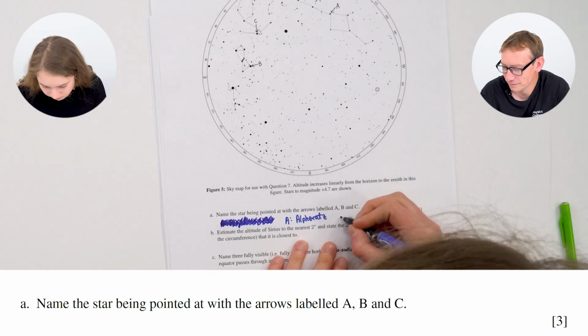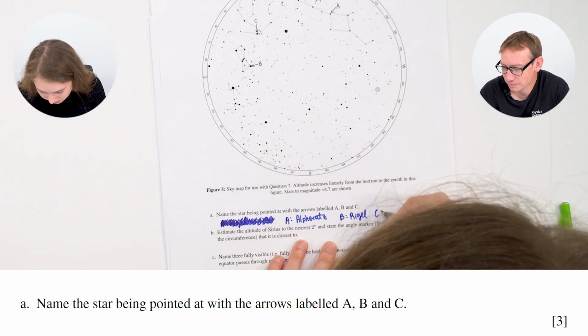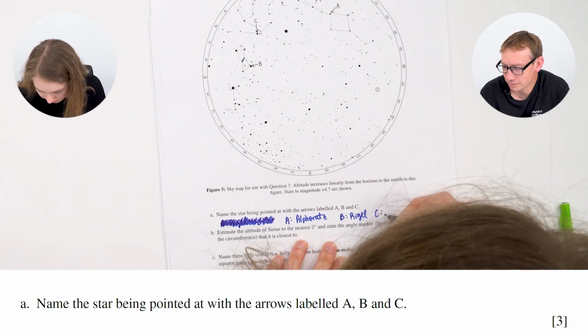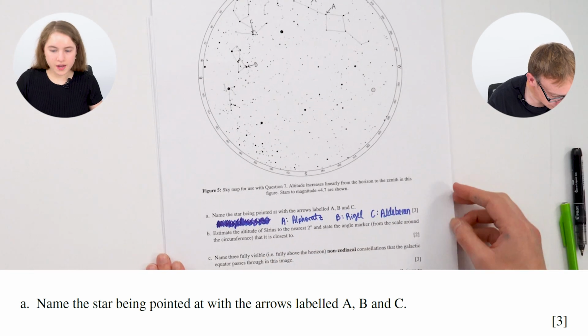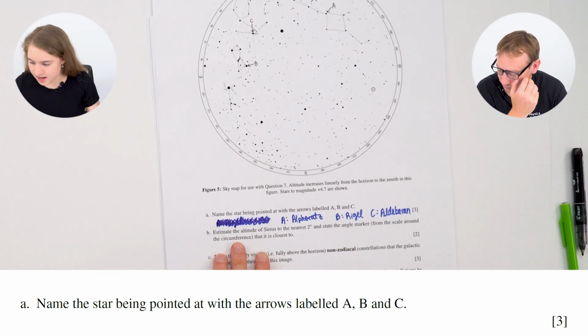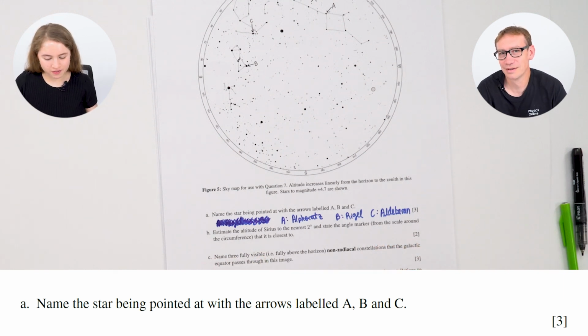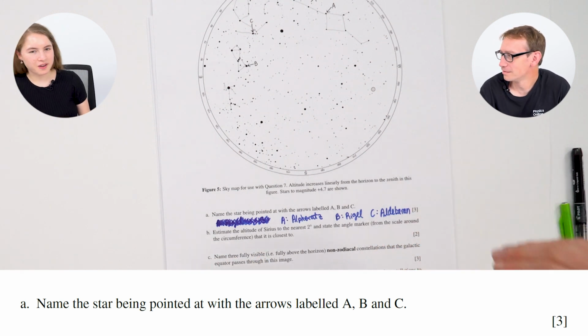So star A is Alpheratz, B is Rigel, and C is Aldebaran. Okay, so that was a quick 3 marks of part A. Now, part B is a bit trickier. I may have implied earlier that this is easier, but it's not really easier, it's just different.